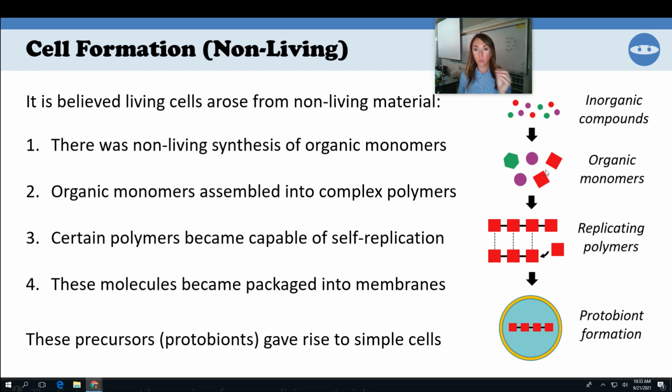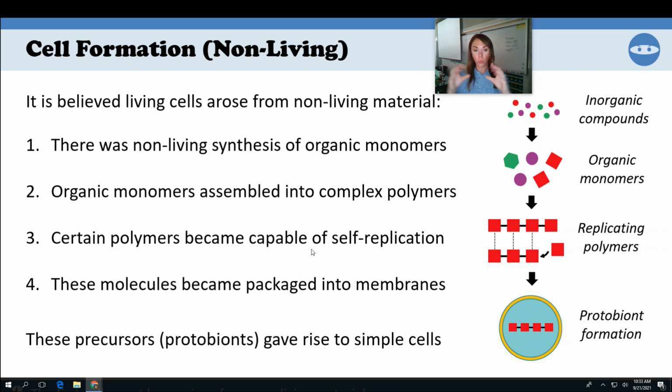Now, as these were built into the complex monomers, the monomers kind of came together and started self-replicating. So they created these bonds. Again, this is just the theory. We're going to look at evidence for and against. They created these bonds, and we know this bond happens naturally, and so they start replicating.